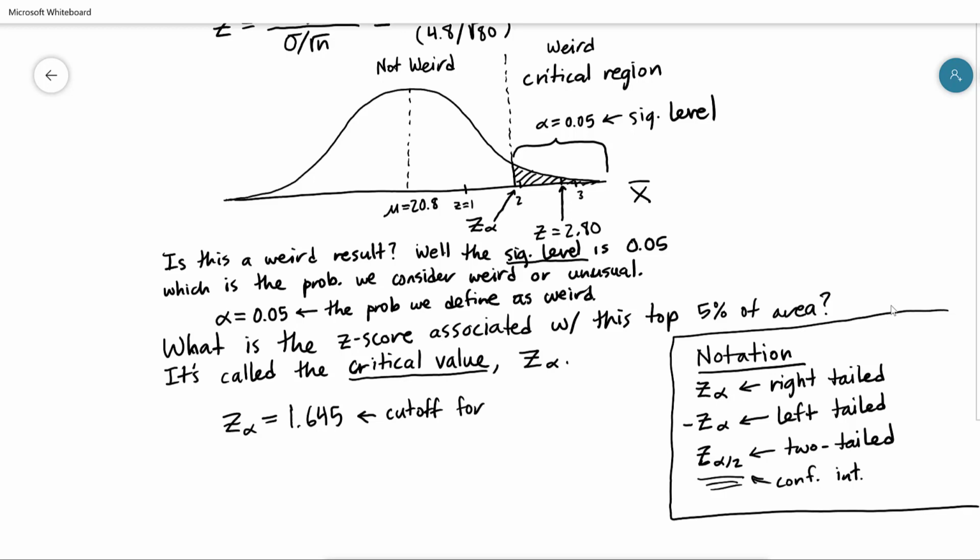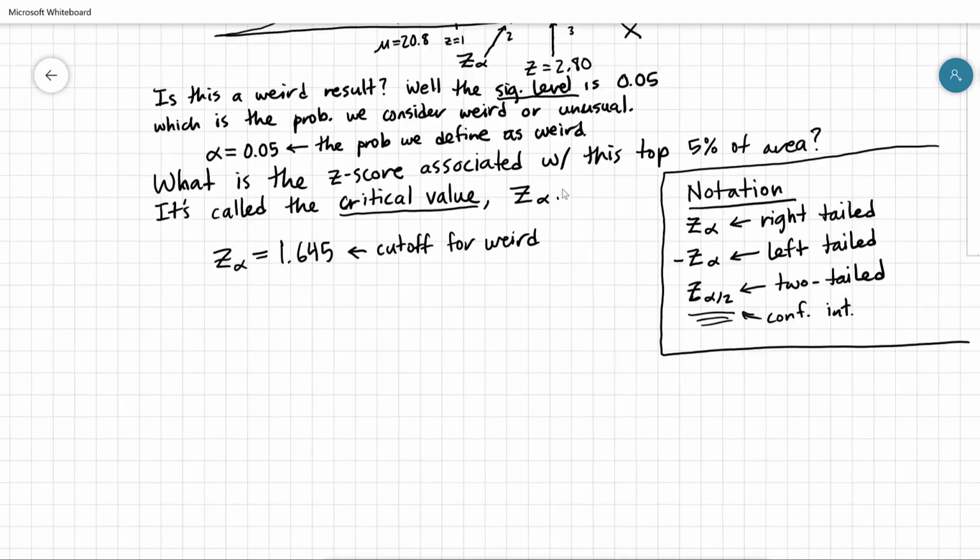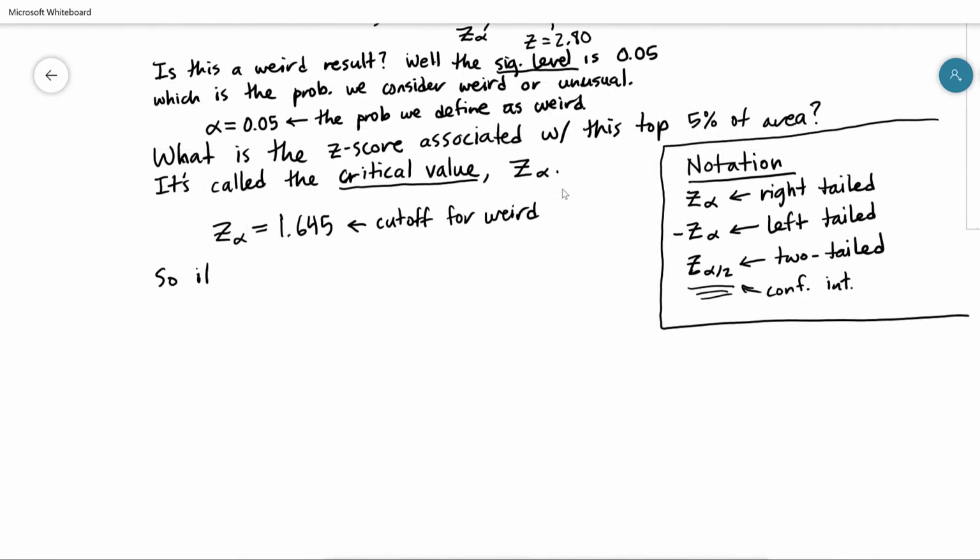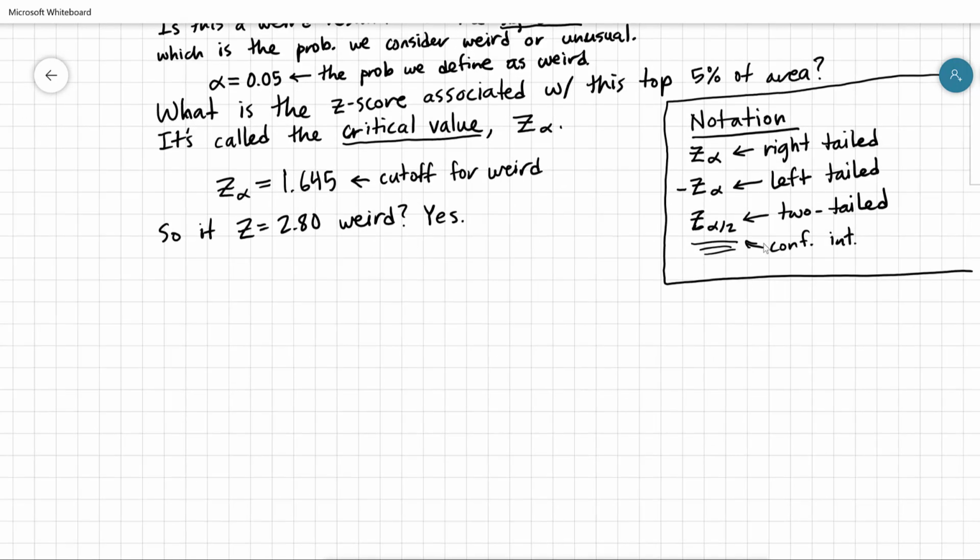for what we're going to consider weird. It defines the edge of the shaded region up here, and that's the region that we consider weird. So did our result, the z equals 2.8, fall in that weird region? Absolutely. So is z equals 2.80 weird? Yes, definitely, because it's more extreme than the cutoff we had for weird. Anything bigger than this is going to be considered weird. This is definitely bigger than this. So that is the critical value method.